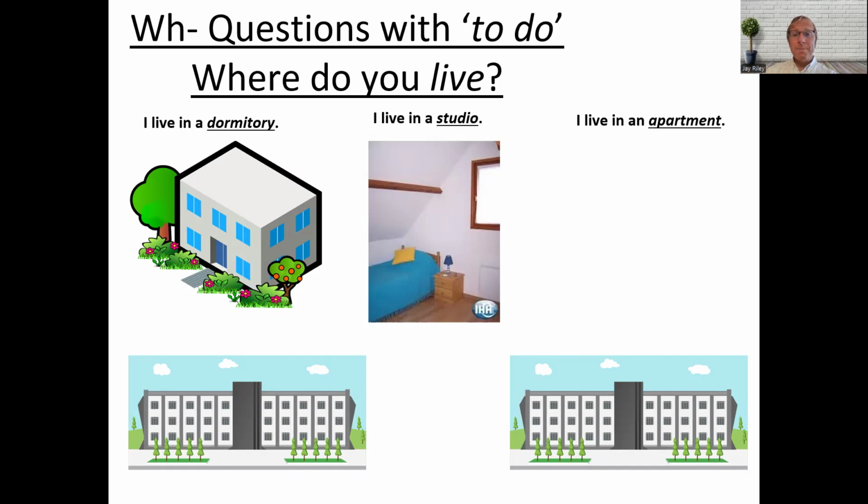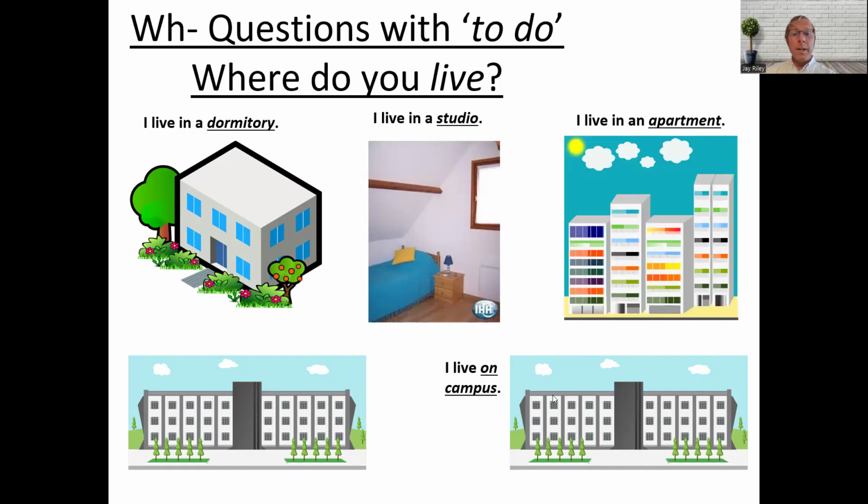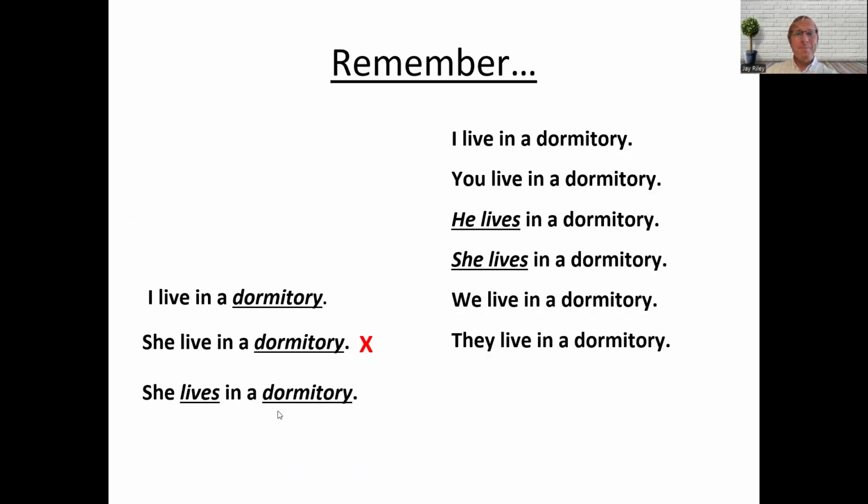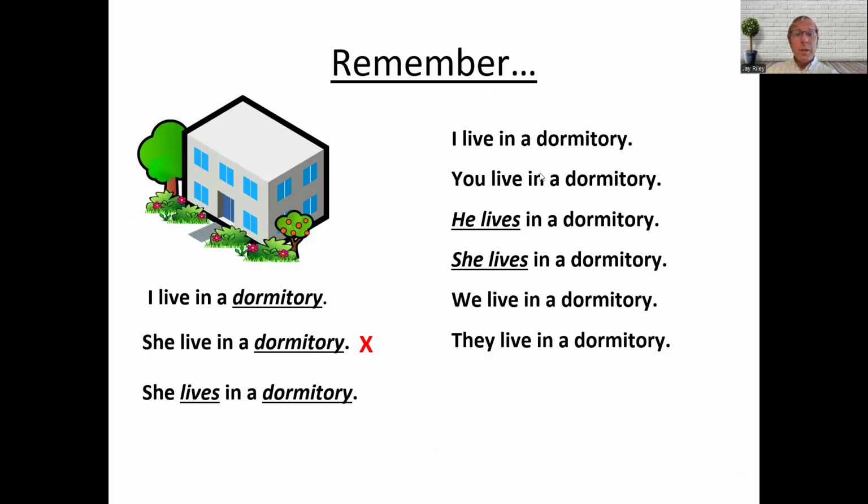I live in an apartment. I live on campus, or I live off campus. If you live on campus, you live at the university. If you live off campus, you live away from the university. So let's remember, I live in a dormitory, you live in a dormitory, we live in a dormitory, they live in a dormitory, but he or she lives in a dormitory. With the third person singular, we want to remember to add that S. We don't say she live in a dormitory.